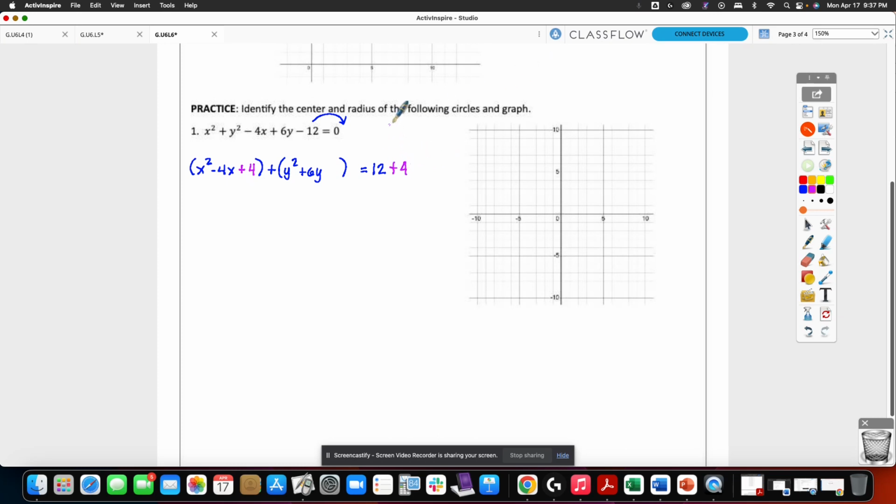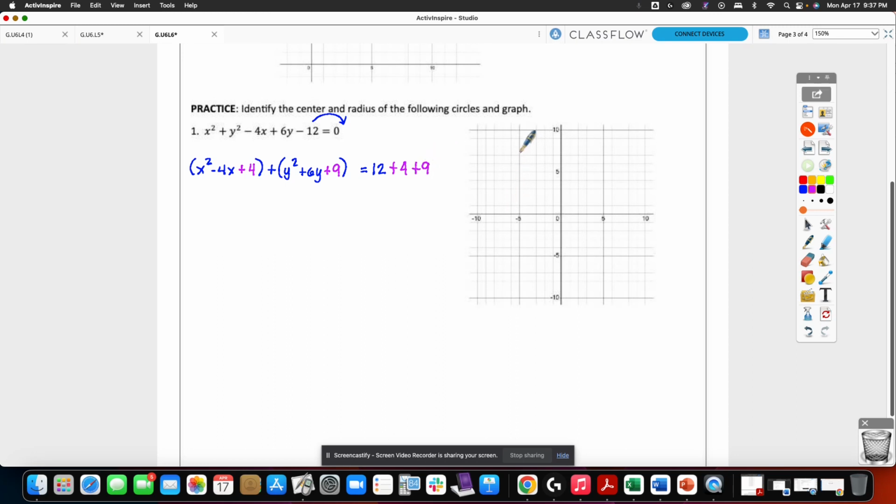Now for the y, how do we get the third term? Again, we divide 6 by 2. 6 divided by 2 is 3. 3 squared, or 3 times 3, is equal to 9. So the third term here is 9, which needs to be added to the other side as well.